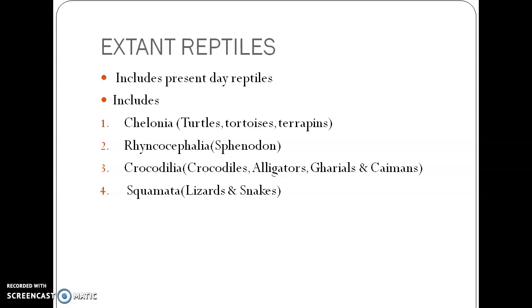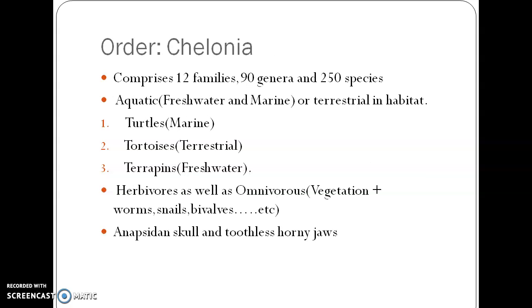So we are starting with the order Chelonia. Order Chelonia includes 12 families under 90 genera and 250 species. They are either aquatic or terrestrial in habitat. Aquatic in the sense that they may be either freshwater or marine in habitat. Hence this particular order has been divided into 3 different categories: turtles, that is marine forms, tortoises, terrestrial forms, and terrapins, freshwater forms.